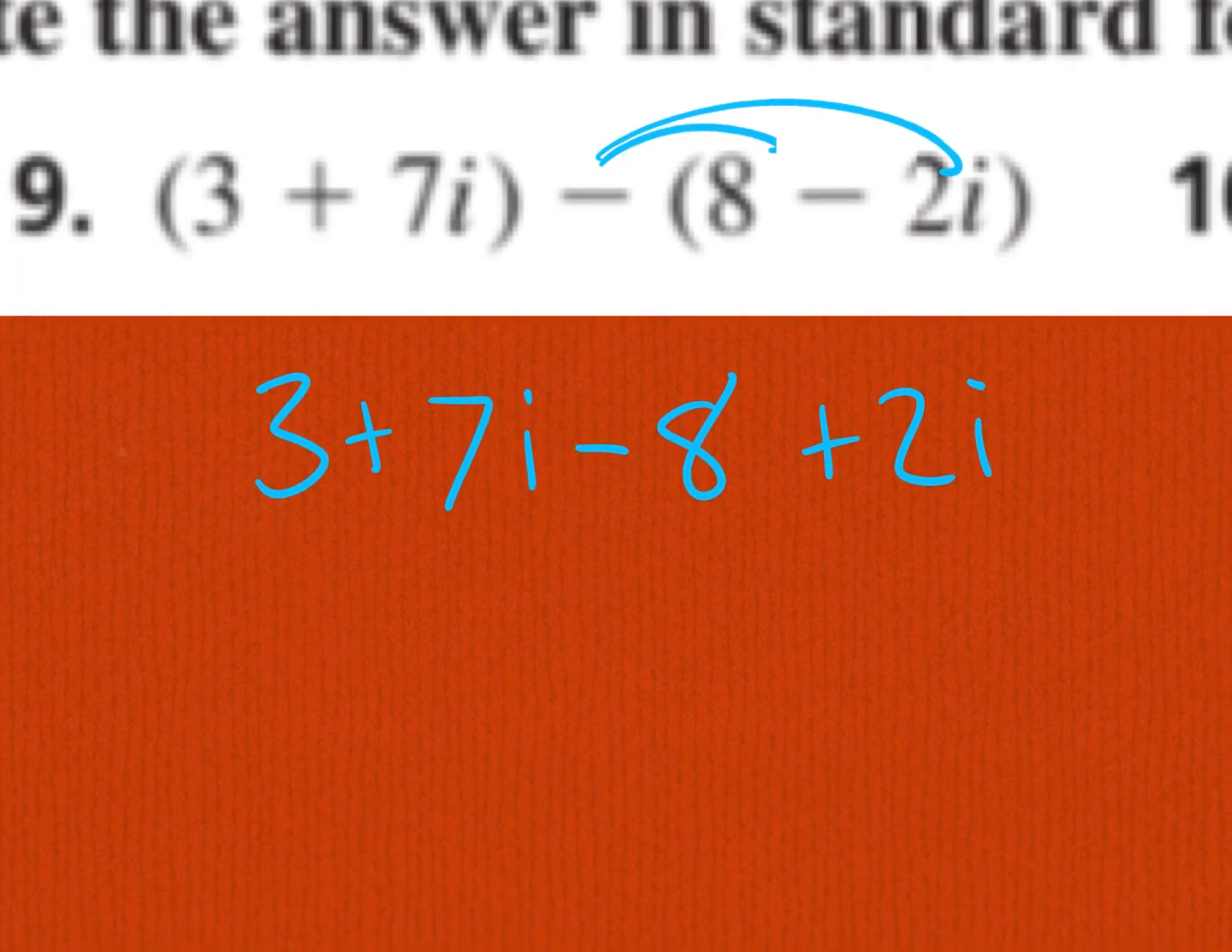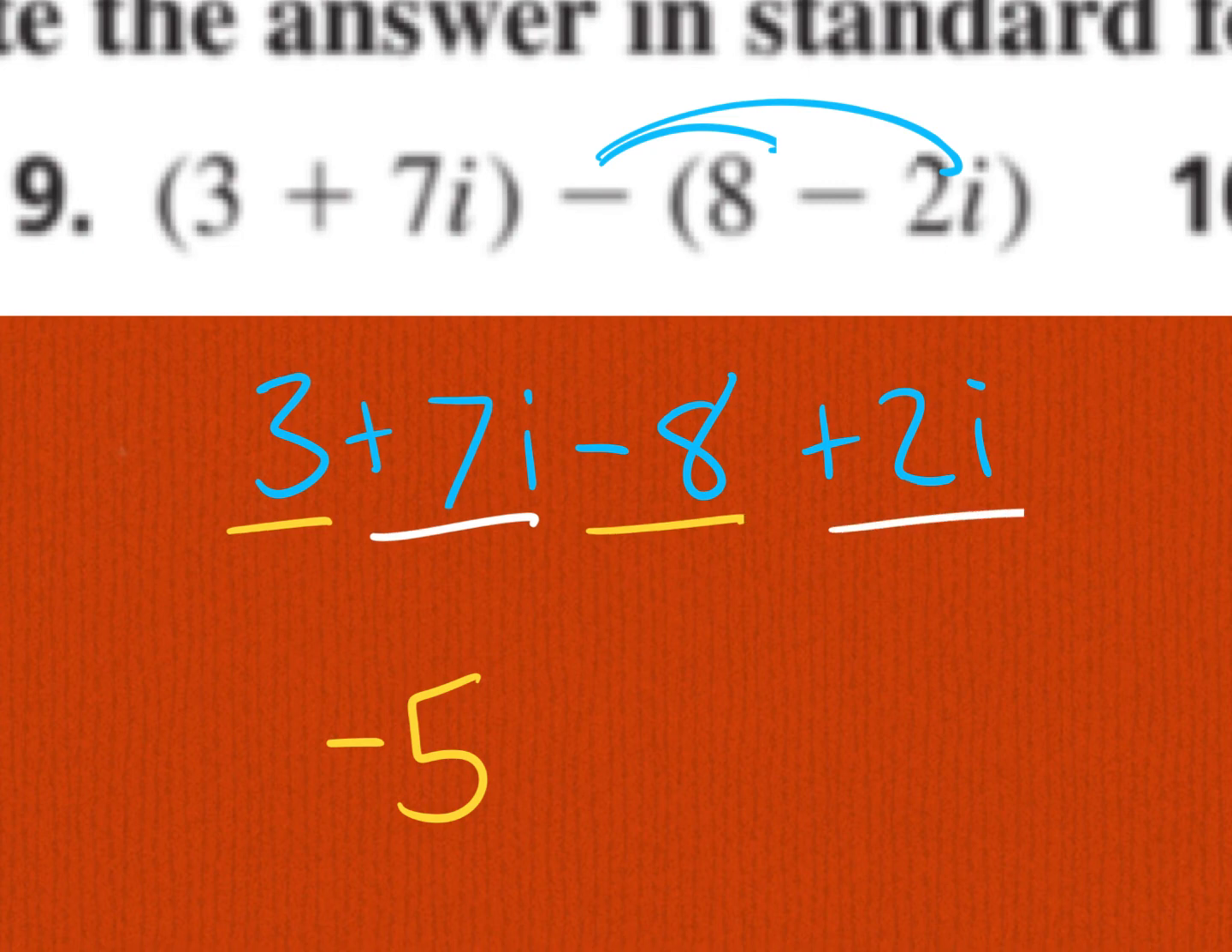Now we want to combine our real numbers first and then our imaginary. So what are my two real numbers here? What's 3 minus 8? Negative 5. What are my two imaginary numbers? So what's 7i plus 2i? 9i.